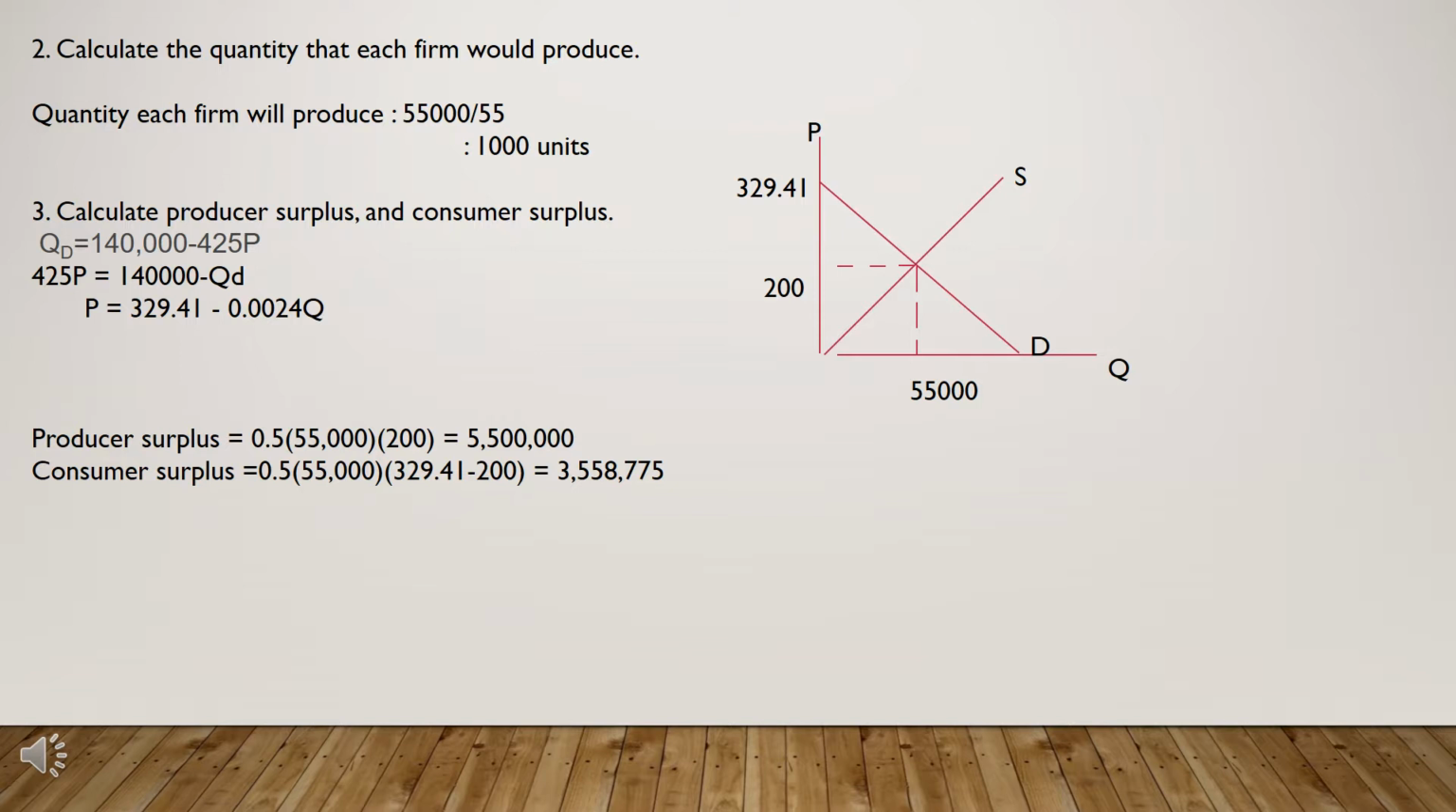As we have a triangle there, producer surplus is 0.5 times 55,000 times 200, and we will get 5,500,000. For consumer surplus, 0.5 times 55,000 times (329.41 minus 200), and we will get 3,558,735 ringgit. For those wondering why 0.5, it is the formula of a triangle, which is one half times base times height.